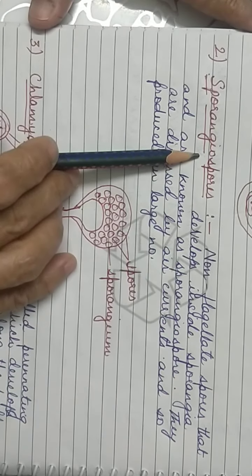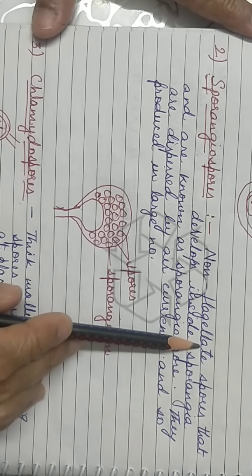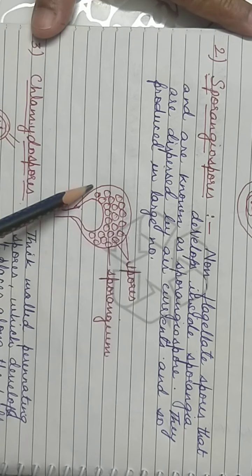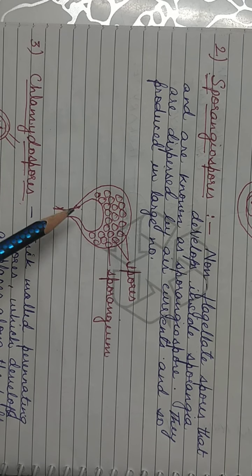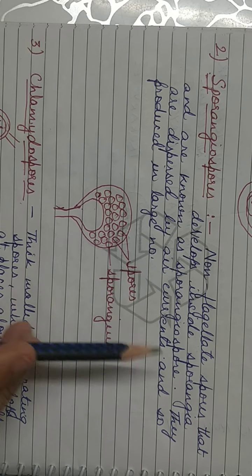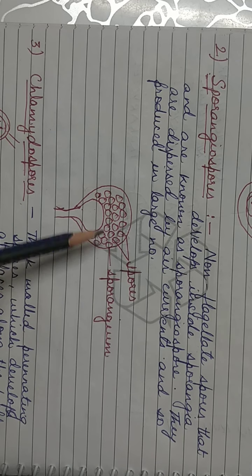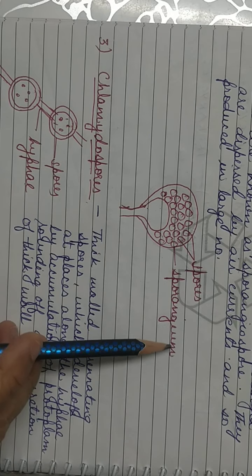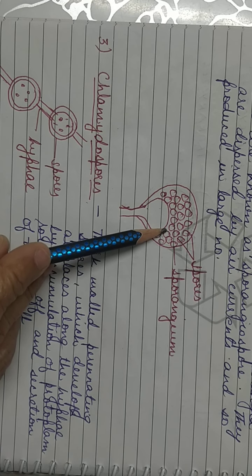Then we come to the next one, that is sporangiospores. Sporangiospores are non-flagellate. They do not have flagella, and therefore they are not motile. They develop inside a sporangium. You have studied in class 10 that bread mold or Rhizopus is an example of sporangiospore. Because they do not have flagella, they are light and they are dispersed by air currents, and therefore they are also produced in large number. You can see this is the sporangium, and inside the sporangium are present the spores.